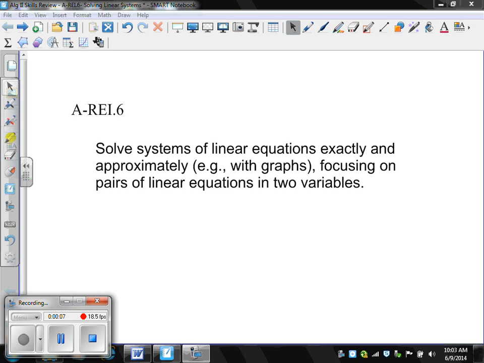This is for standard A-REI.6, and this one states to solve systems of linear equations exactly and approximately. Approximately is going to be with graphs. Exactly is going to be solving by either, you might remember, elimination, also called linear combinations, and there's also substitution. And we're going to focus on pairs of linear equations in just two variables for this exercise.